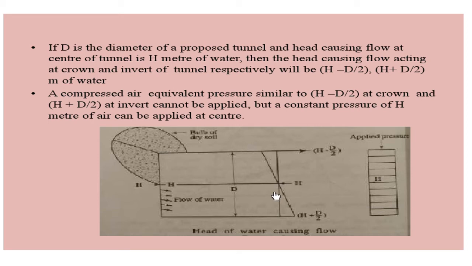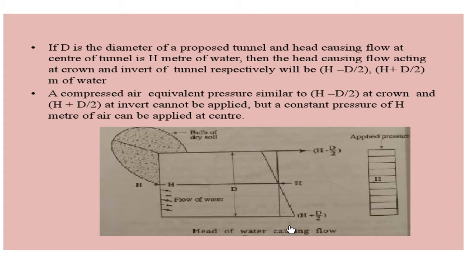To avoid water entering the tunnel, we apply compressed air from all sides. But we have understood that the head of water which causes the flow is different in different sections. In the exact center portion it is h, in the top portion it is h minus d by 2, and here it is h plus d by 2. It is not possible to apply compressed air of different values. What we can do is apply a constant pressure.